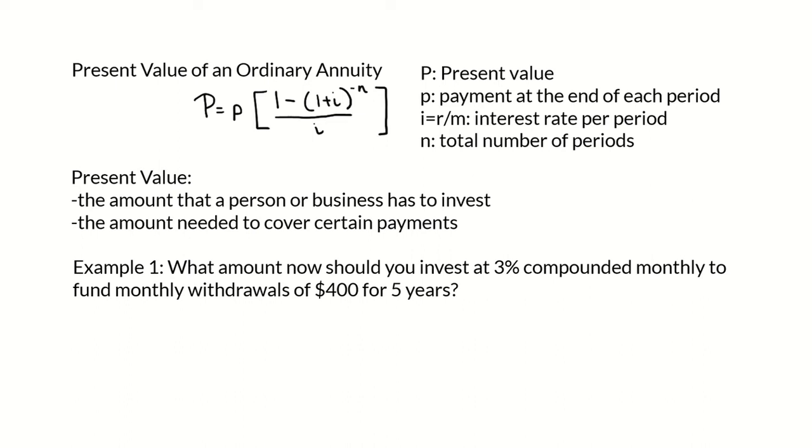The present value of an ordinary annuity is calculated by the equation P equals small p for payment multiplied by the quantity 1 minus (1 plus I) to the negative n, over I, where the large P is the present value, the small p is the payment at the end of each period, I is the interest rate per period, which is the rate over the number of periods per year, and n is the total number of periods.